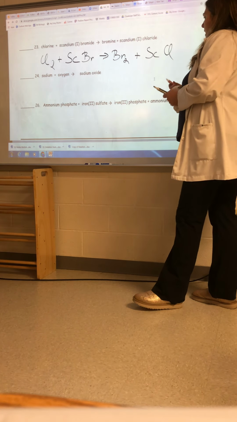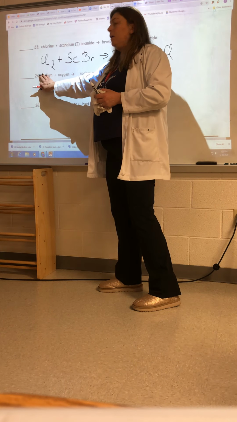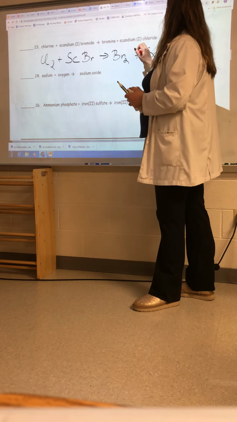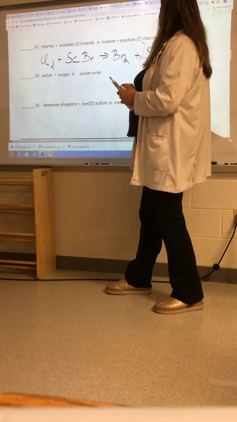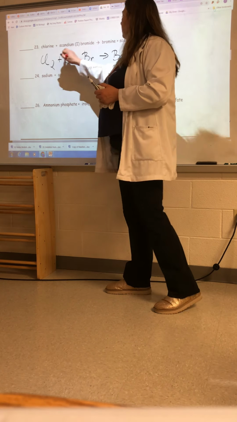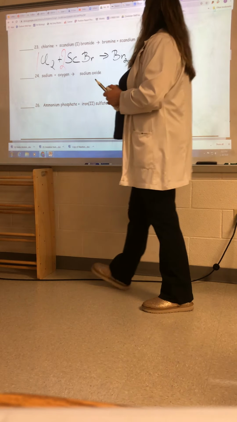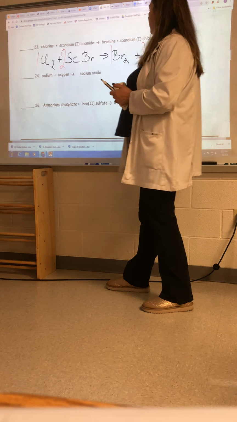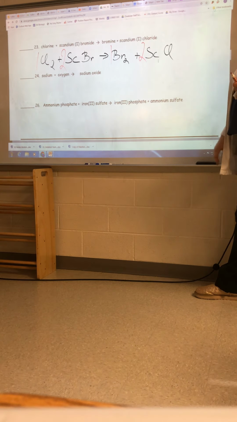Okay, let's see what I have. How many chlorines are on the left side? Okay, so I have 2 chlorines in the reactant. I need 2 chlorines in my product side. Then I have 2 scandiums on my product side, which means I need 2 scandiums on my reactant side. 2 bromines, it is balanced. And this is what I want you to do. This would give you full credit.